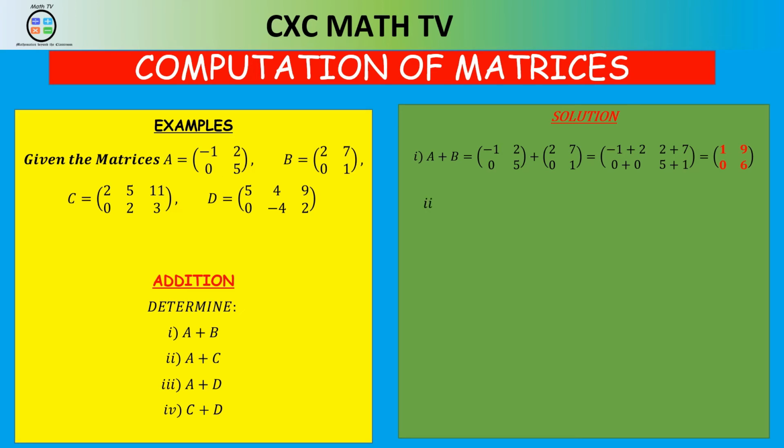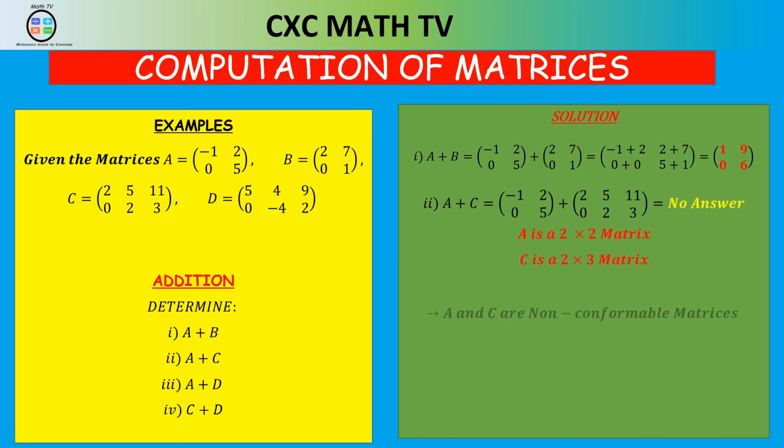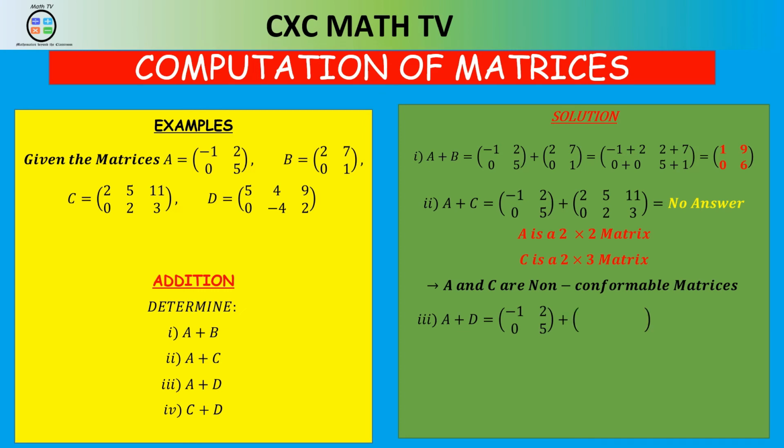Now let's add A plus C. Matrix A plus matrix C, negative 1, 2, 0, 5 plus 2, 5, 11, 0, 2, 3. Now, this has no answer. Why? Because matrix A is a 2 by 2 and matrix C is a 2 by 3. So A and C are non-conformable matrices because they do not have the same order. Let's look at A plus D. Again, matrix A is a 2 by 2 and matrix D is a 2 by 3. So automatically we cannot add them because they are non-conformable matrices.